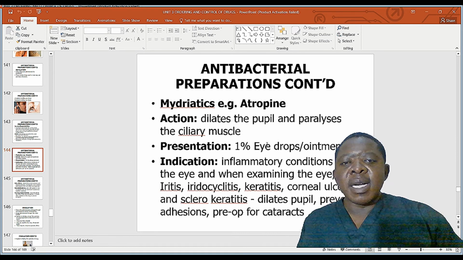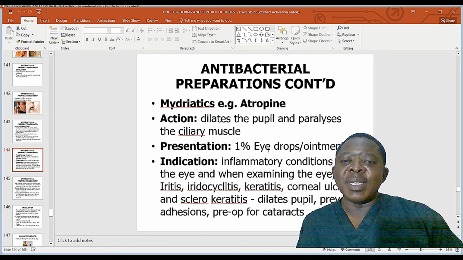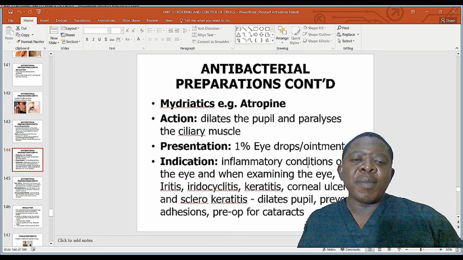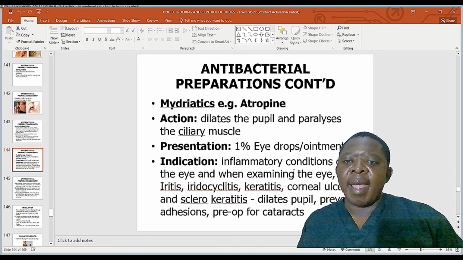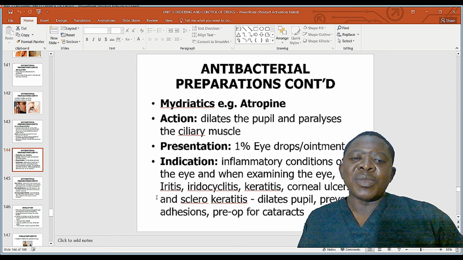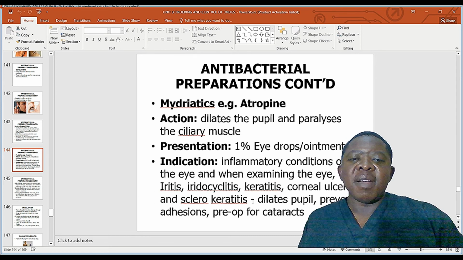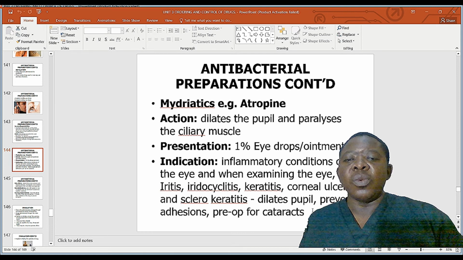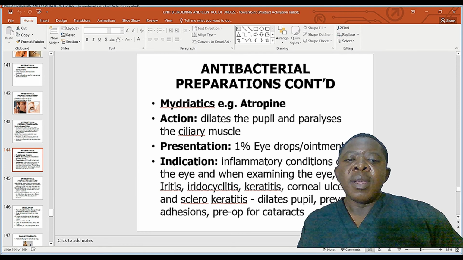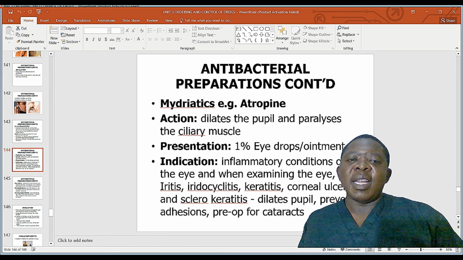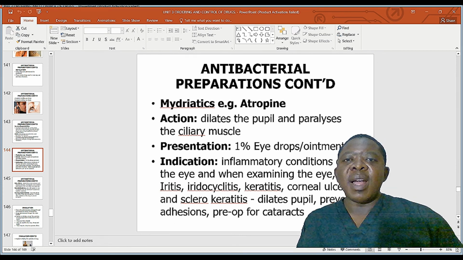Presentation may come as 1% eye drops or ointments, and indication is for inflammatory conditions of the eye and when examining the eye. Okay, so in examining the eye, you want more light to enter into the eye. If the patient has iritis, iridocyclitis, keratitis, corneal ulcers, and may have sclerokeratitis, you may need to dilate the pupil. Okay, then also for preventing adhesions, or pre-op for cataract, you may need to use mydriatics.